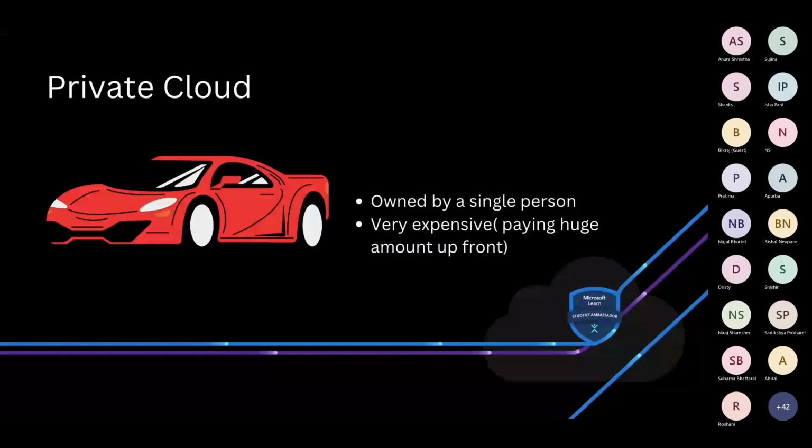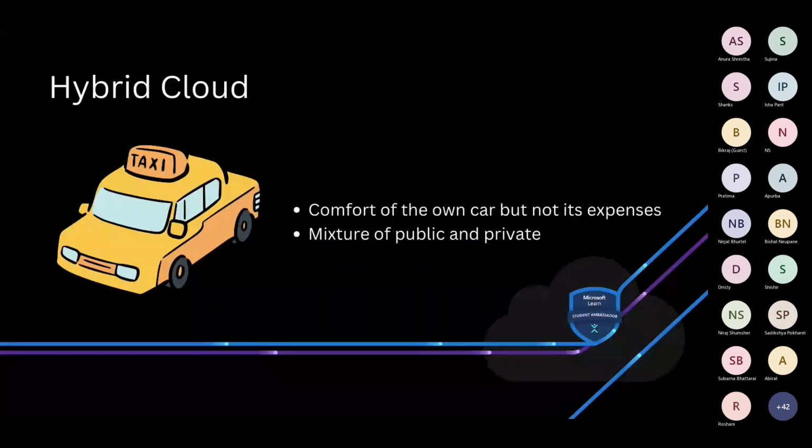So a hybrid cloud is like a taxi, when you want the comfort of your own car, but you don't have the money to pay for it. So you can get a taxi, so you can find the comfort of your own car, but without its expenses. So the mixture of public and private would be a hybrid cloud, which uses both the public cloud and private cloud, making it easy for us to access whichever we want at that moment.